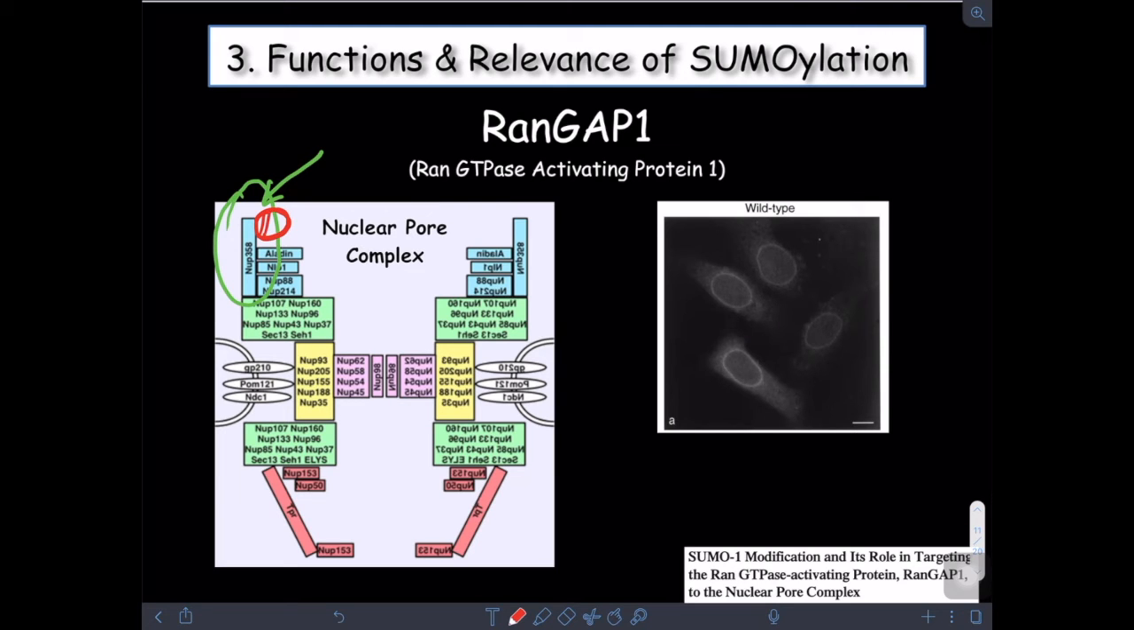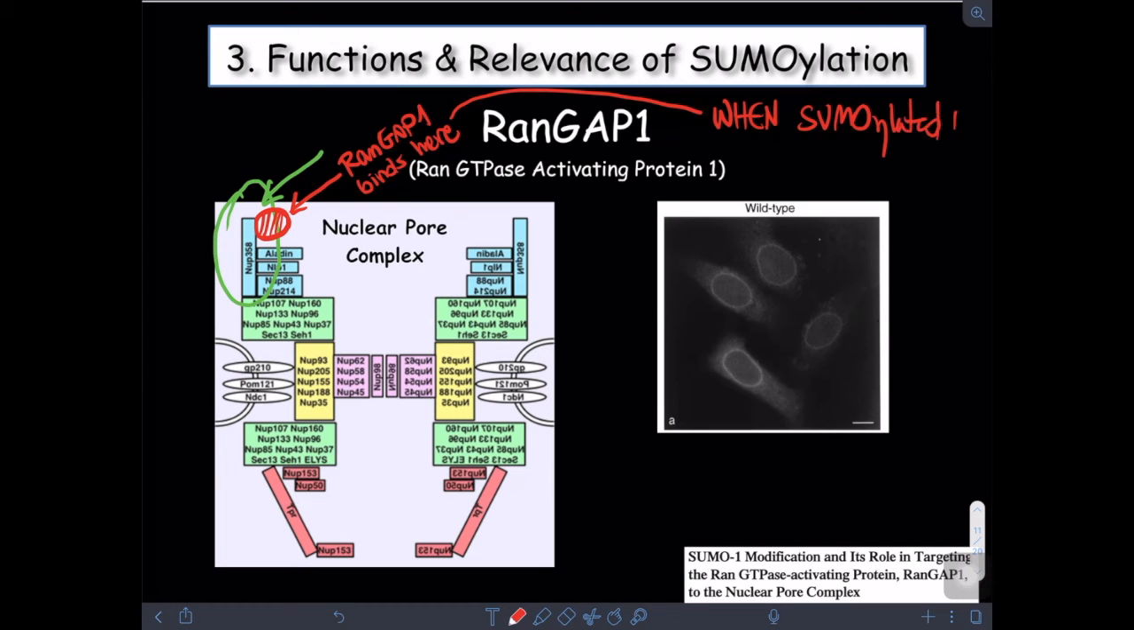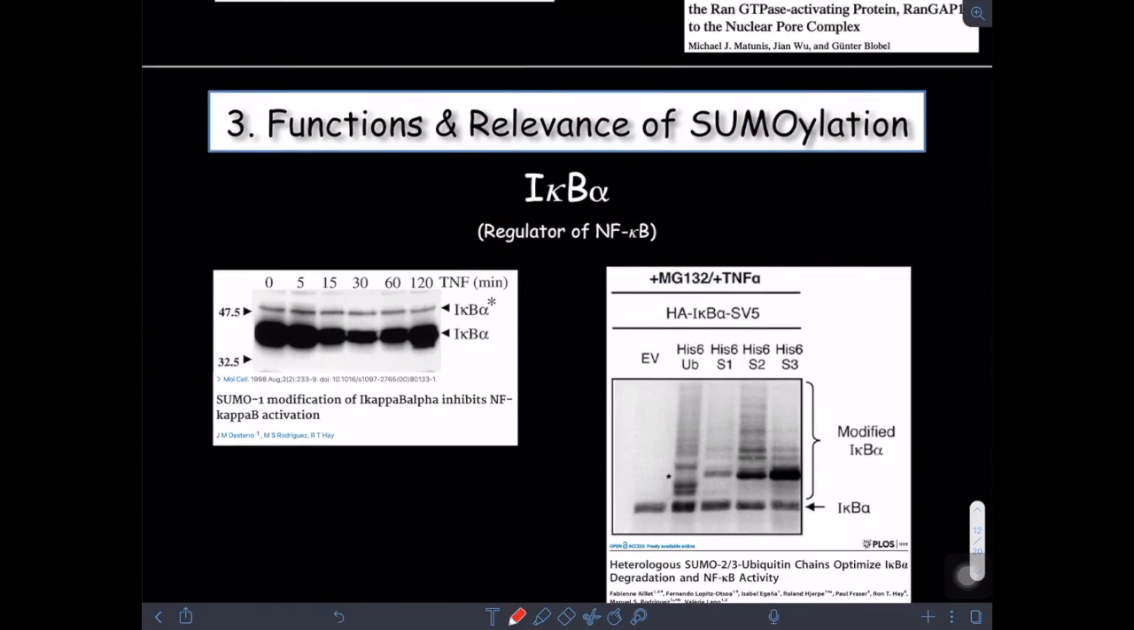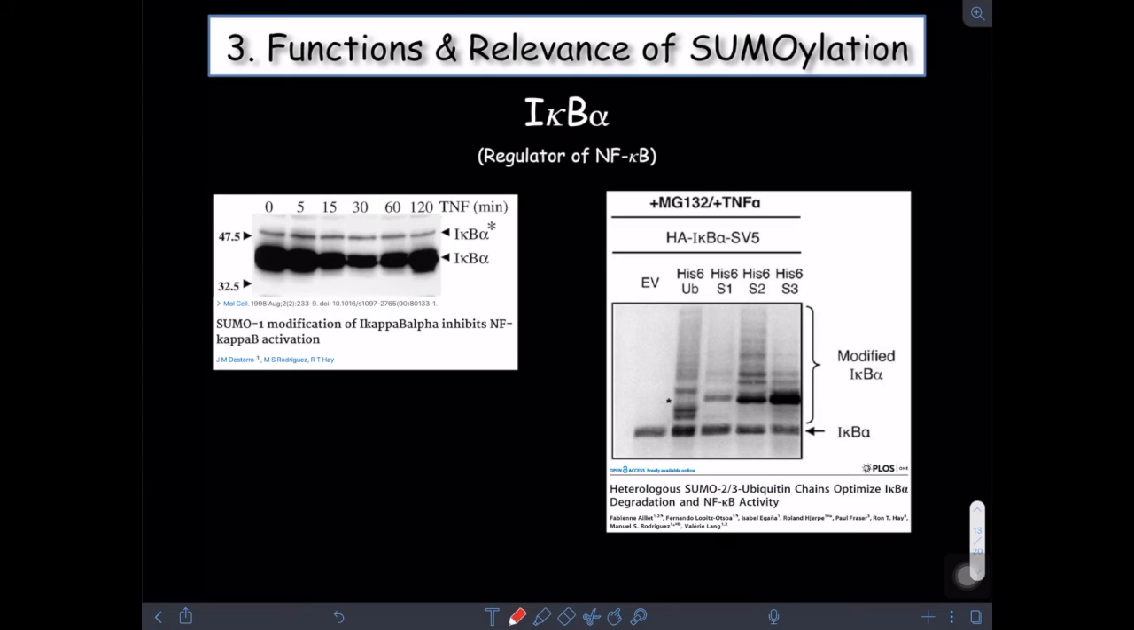So for RAN-GAP1, SUMOylation is the type of post-translational modification that allows it to be localized in the cytosolic extensions of the nuclear pore complex, and that's the location where RAN-GAP stimulates the RAN GTPase activity of RAN, and therefore RAN-GAP plays a key role in regulating nucleocytoplasmic traffic within the cell, and that is all thanks to the fact that it is SUMOylated.